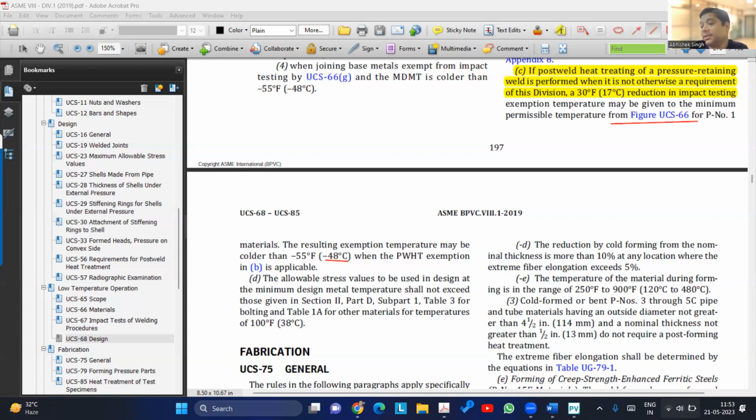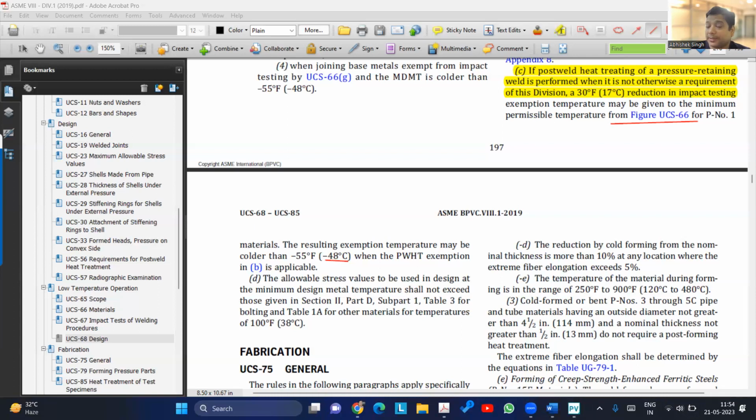And seamless dish ends. Only the two circumferential seams are there. Right. So you're saying if RT2 is applicable, then what will be the joint efficiency?